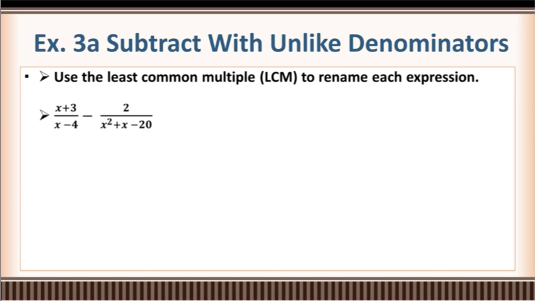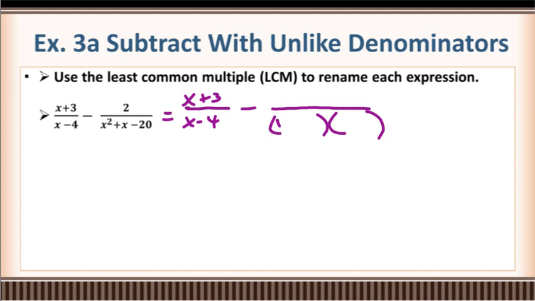Third type, subtracting with unlike denominators. So first we need to have common denominators. And for this one, since I have a binomial and then I have a trinomial, I want to see what are my factors. So I have x plus 3 over x minus 4 in the first one. There I'm subtracting. I'm going to factor the trinomial. This would be a positive 5 and a minus 4, because 5 times negative 4 is negative 20. 5 plus a negative 4 is 1.